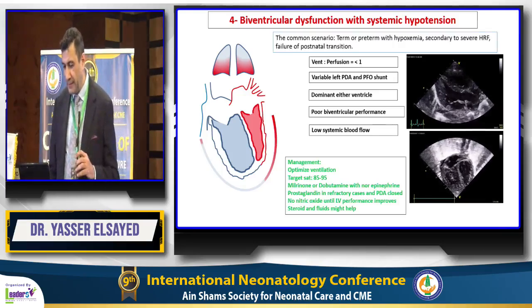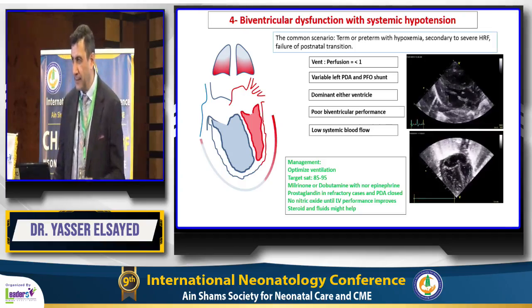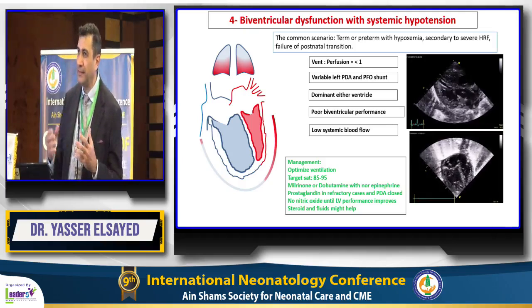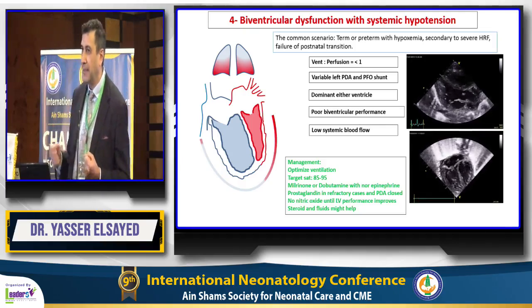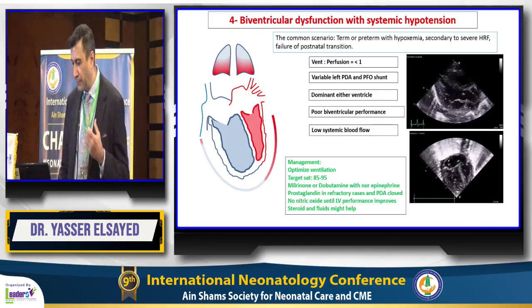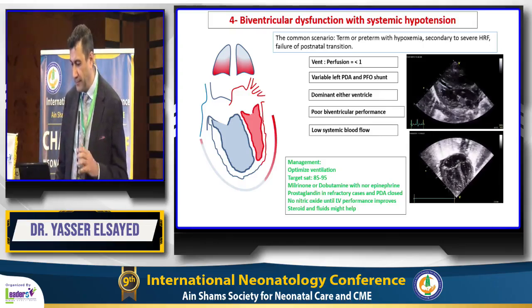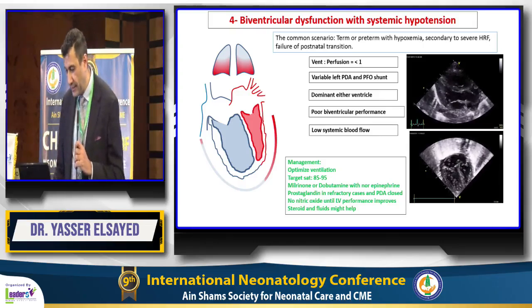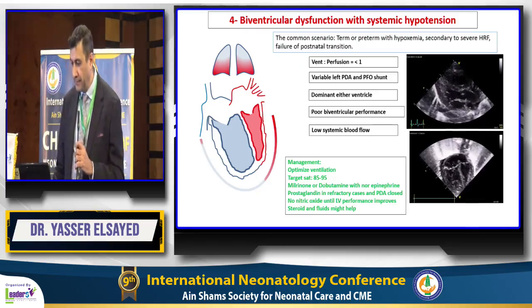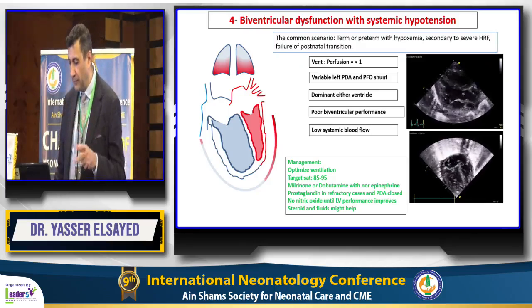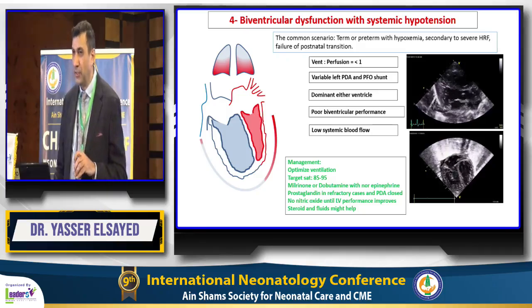Optimized ventilation is a priority. We accept a wider target saturation, 85 to 95. Milrinone or dobutamine, with norepinephrine, because you may need to control the heart performance, and also because of the systemic hypotension, you need a vasopressor like norepinephrine. So we usually use a combination of milrinone and norepinephrine in this case. Prostaglandin might be considered in refractory cases to open the duct. And the duct in this case, as I mentioned, can be left to right or right to left according to which circulation is affected more, either the right side or the left side. Steroids also might help in this scenario.